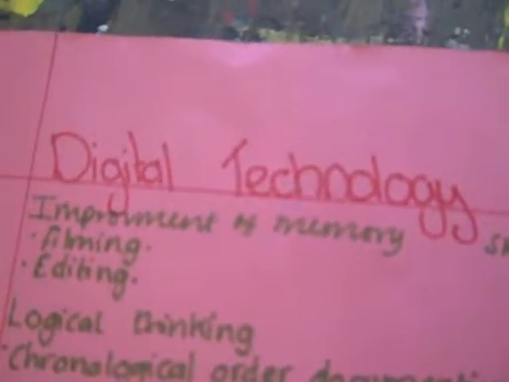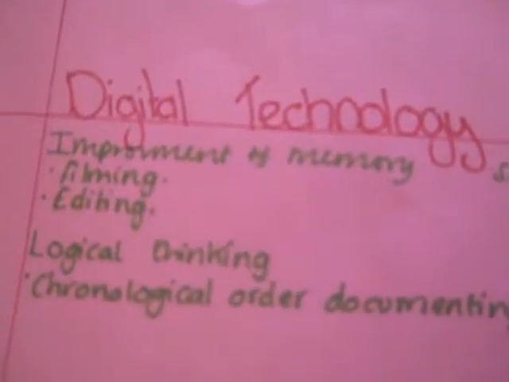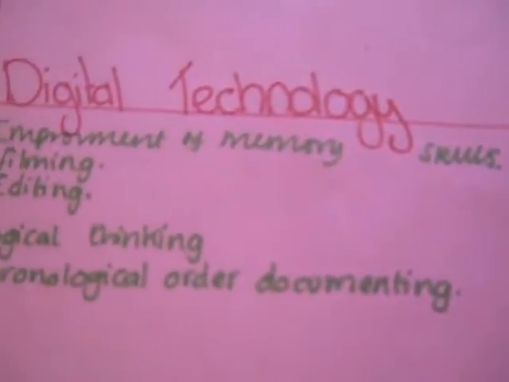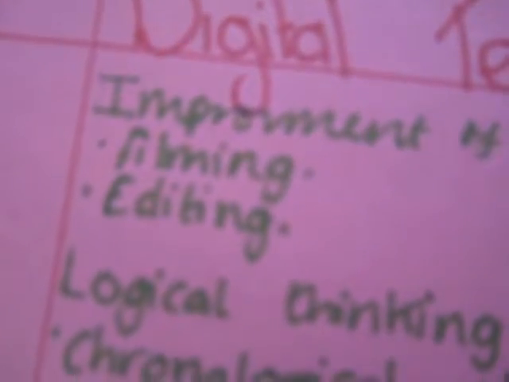During the process of both our prelim and main task as a group, we used and combined many cognitive skills. We used these skills in terms of digital technology for the improvement of memory. This included remembering how to use the camera to the best of its capacity and of our ability. The other cognitive skills we used were logical thinking, and the final way in which we used cognitive skills was to create a chronological order document.